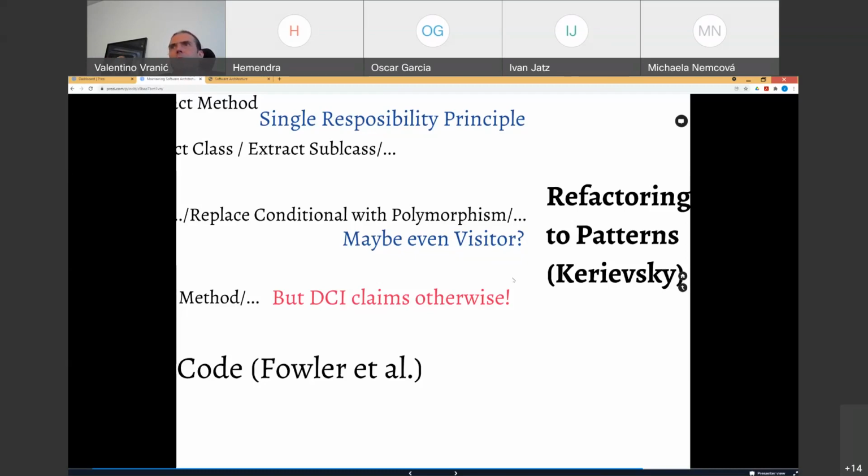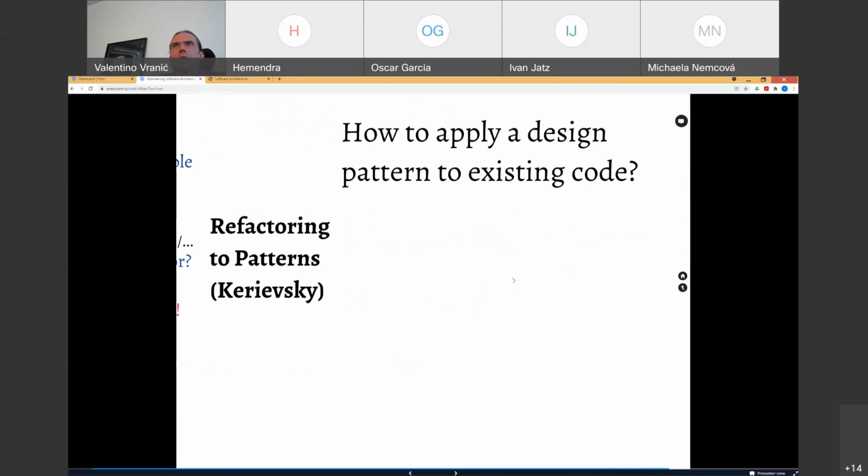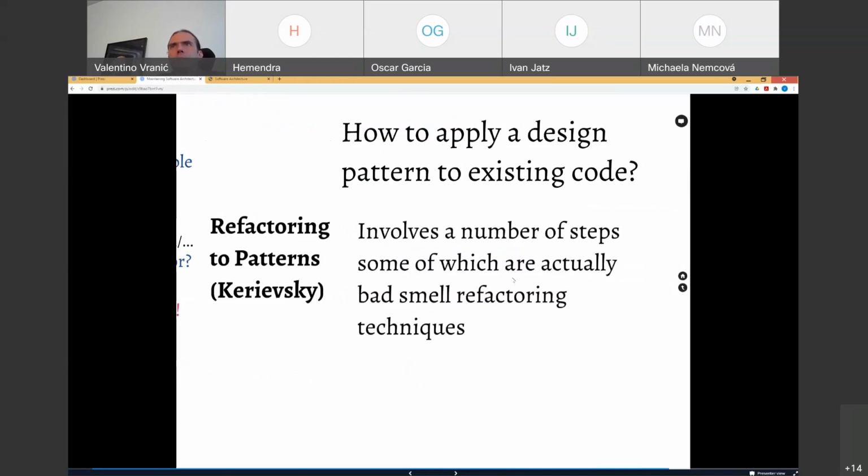Specifically, refactoring to patterns is related to Kerievsky, and there the question is then how to apply a design pattern to existing code. So it's not a trivial issue, and there is a certain procedure that can help you, and Kerievsky proposed this, but these procedures are specific to particular patterns. So for each pattern, there are specific steps that you should take.